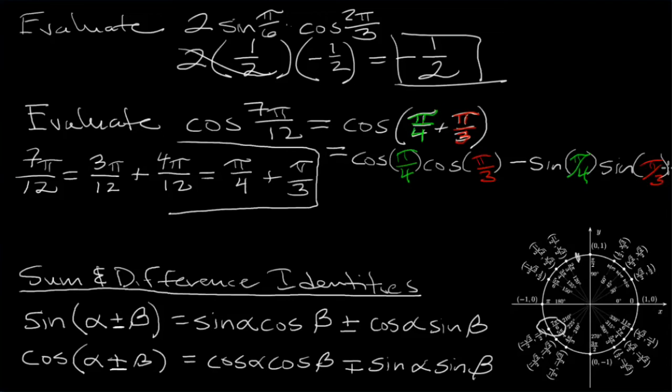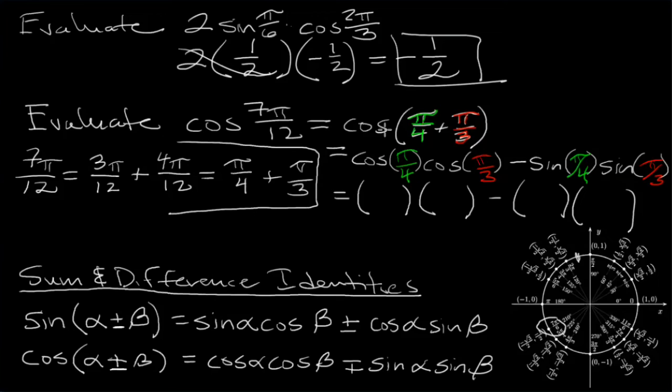And now I have the ability to evaluate these using the unit circle, because all of these are nice angles. So cosine of pi over 4 is going to be something. Cosine of pi over 3 is going to be something. Sine of pi over 4 is going to be something. Sine of pi over 3 is going to be something.